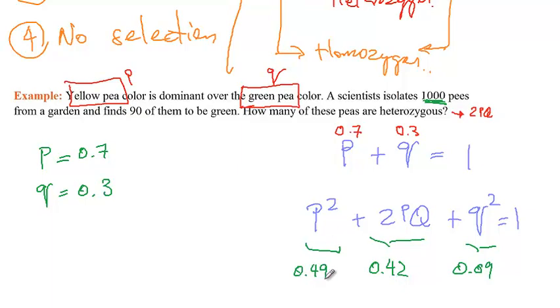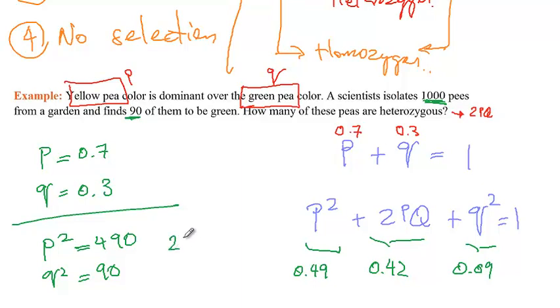So 1000 multiplied by 0.49, so P2 population is 490. 1000 times 0.09, Q2 is equal to 90, and we already knew that from the question. And then finally 2PQ is equal to 1000 times 0.42, which is 420. And if you add up all these values, it adds up to the number 1000.